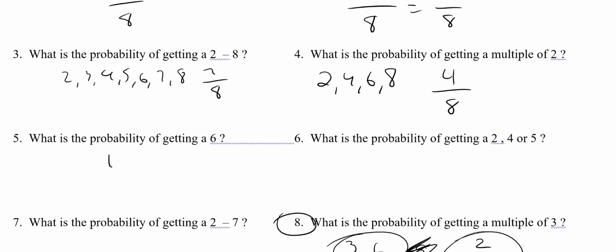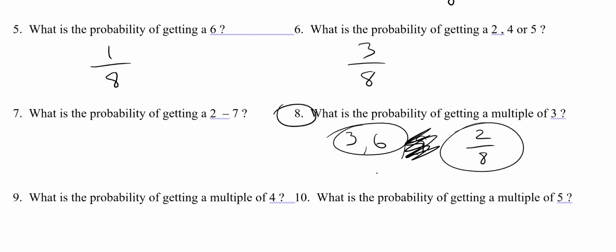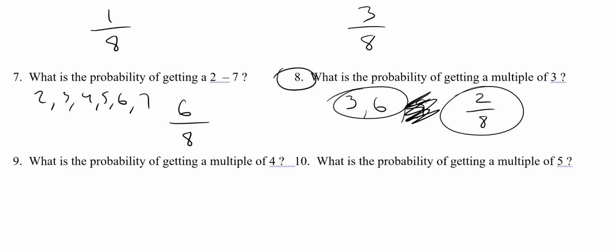Probability of getting a 6, again, that's really easy. It's just 1/8, there's 1 six. A 2, 4, or 5, there are 3 numbers, so it's 3/8. Probability of getting a 2 through 7, so if you list them, 2, 3, 4, 5, 6, 7. So that's 6/8. Okay, I already did 8 together. Multiple of 4. That just means 4 or 8, right? I mean, it's 4, 8, 12, 4 times 1, 4 times 2, 4 times 3, right? But it only goes up to 8, so it's 2/8.